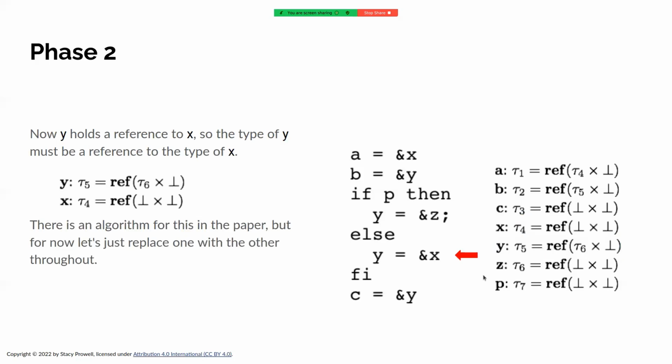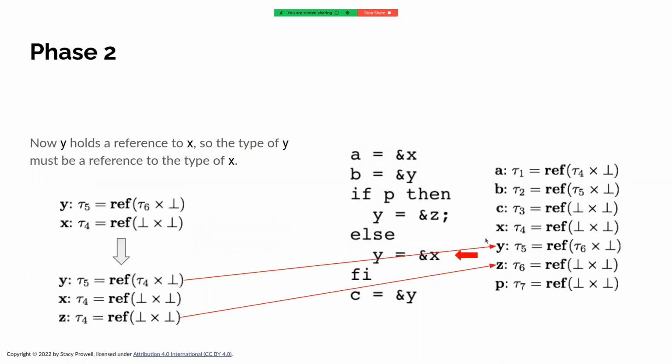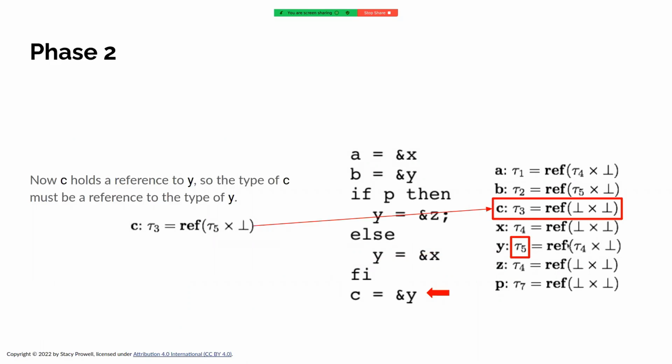There's an algorithm for it in the paper, but for now, let's just replace one with the other throughout. So what does that mean? That means I'm going to replace, let's say, I think tau 6s with tau 4s maybe. And so I'll make this change. Yep, tau 6s get replaced with tau 4s. And there we go. Now it looks like this, right? Now it's a tau 4 in here. This tau 6 is now a tau 4. So I just replaced them all the way through. And you can see that, in fact, I now have two things that are equivalent.